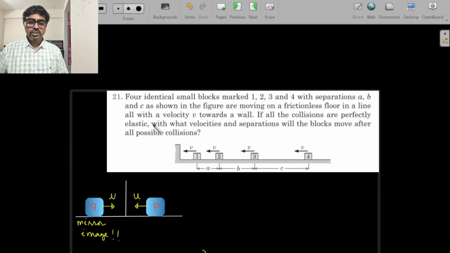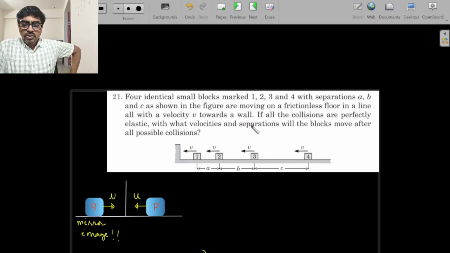So they are approaching the wall with the same speed. That means their separation will remain constant until it collides with the wall. Relative velocity between any two bodies is 0. If all the collisions are perfectly elastic, so e equal to 1, with what velocities and separations will the blocks move after all the possible collisions?